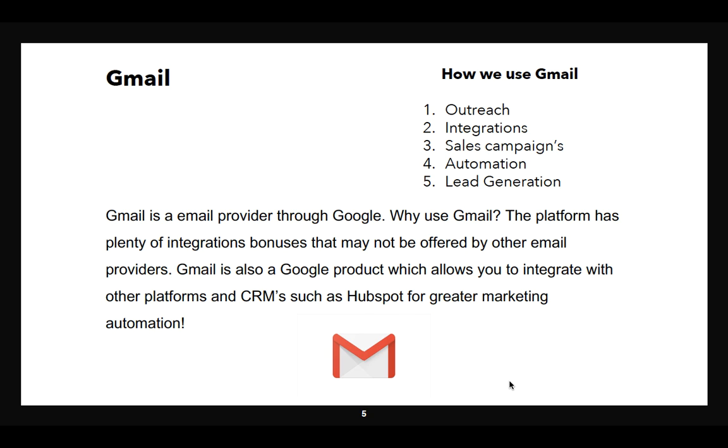Gmail is also a Google product, which allows you to integrate with other platforms and CRMs, such as HubSpot, for greater marketing automation. So with Gmail, there's a lot of things you can do with Gmail ads. If you guys are running any advertising campaigns, Gmail ads is really useful. You can integrate it with the CRM. You can do automated sequences and follow-up so that Gmail is doing scheduled email posts on your behalf in the future. It's a really intuitive tool, but if you don't know how to use Gmail for all its features, you may be wasting a lot of time following up and sending follow-up emails with prospects, leads, clients, etc.